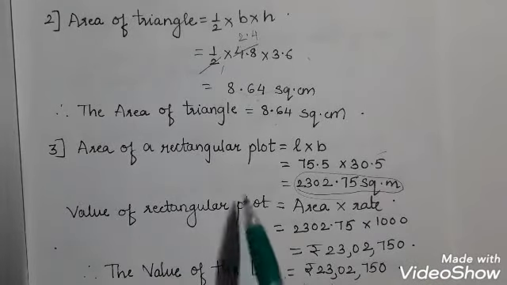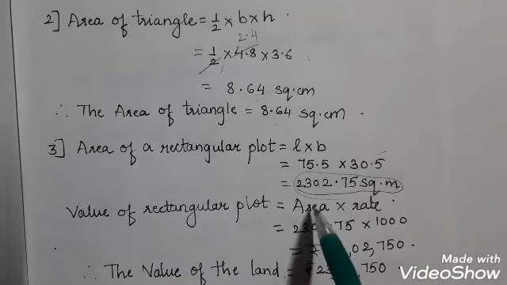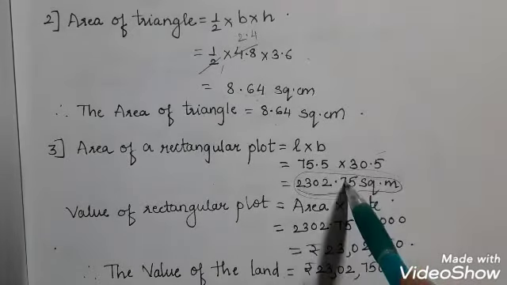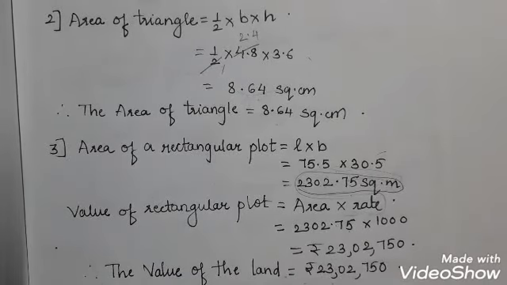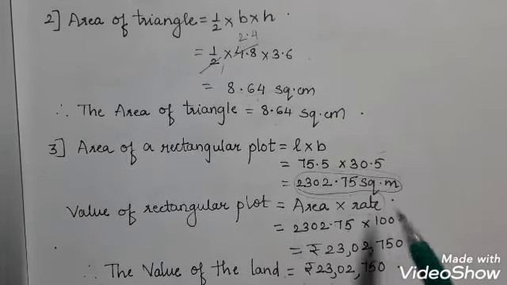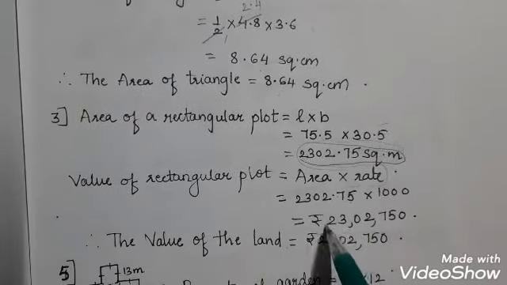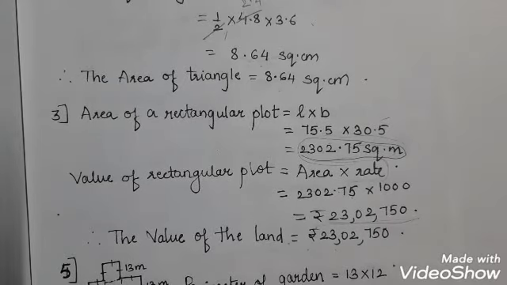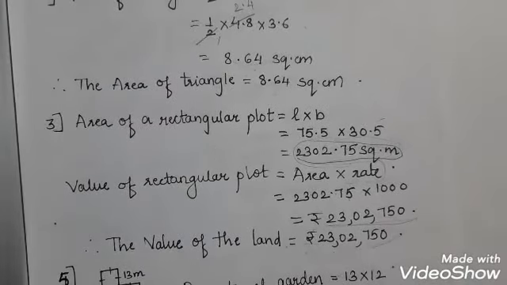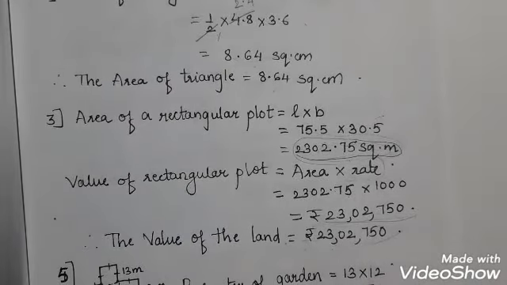So the value of the rectangular plot is equal to whatever is the area multiplied by the given rate. So 2302.75 multiplied by 1000. You multiply, that will give you the total rupees. Put the proper decimal point and you get the answer. Okay, so that is the final answer.